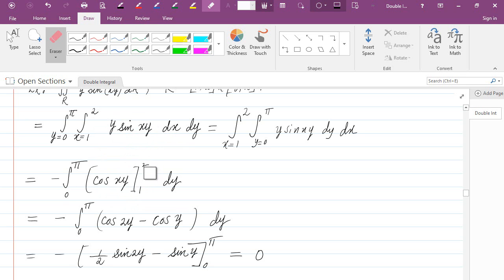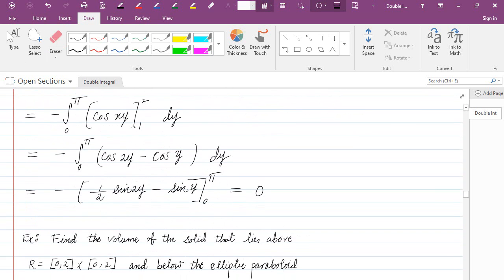So replace x by 2 and 1 and subtract, so we get cosine of 2y minus cosine of y. And so now we integrate with respect to y, which is going to give us the antiderivative of cosine 2y is half sine of 2y, and the antiderivative of cosine y is just sine y. Plug in 0 and pi now and subtract, we get 0.